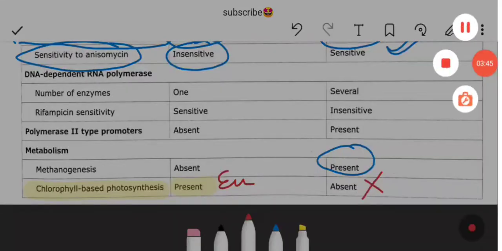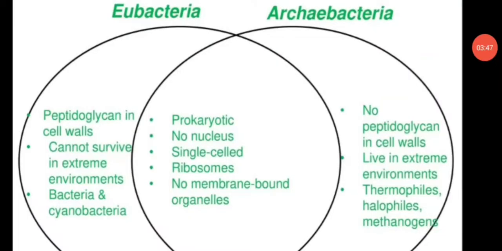Archaebacteria. So if we look at the similarities and differences between the two in a flow chart, both of these bacteria are prokaryotic, both of them have no nucleus, both of them are single cell, and both have ribosomes. Both of these bacteria do not have membrane bound organelles.